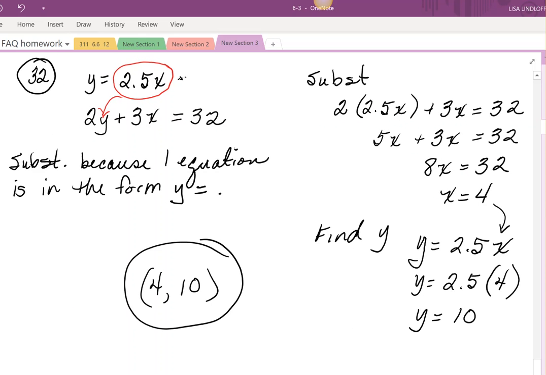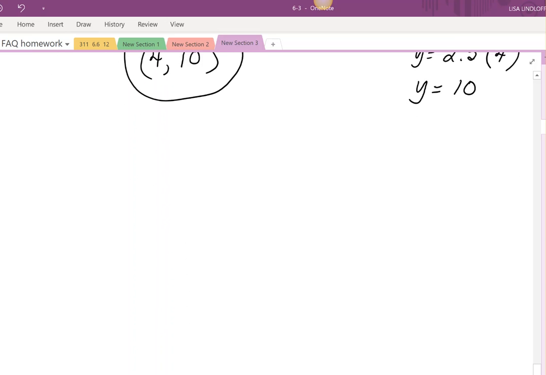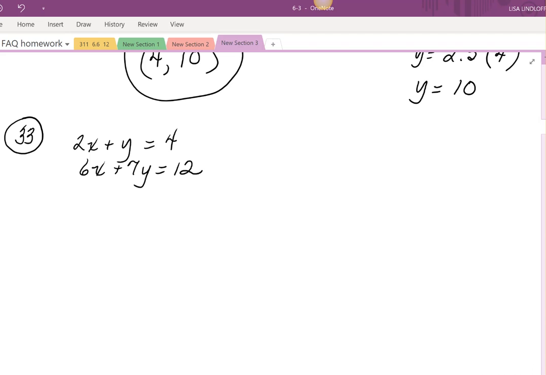Okay, oops, there we go. Let's look at 33. Remember, just pause if I start to move a problem out of your way and you're not through thinking about it. I have 2x plus y is equal to 4, and I have 6x plus 7y is equal to 12. This is not ready for substitution or for elimination, but it would be pretty easy to get it ready for substitution by solving for this y.